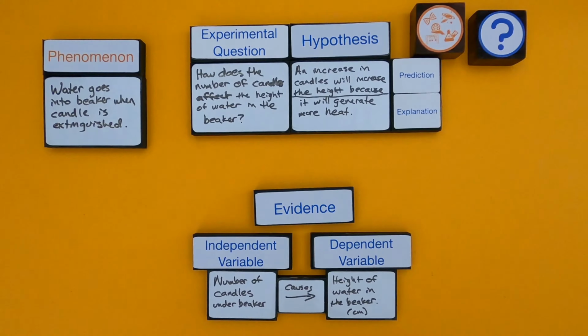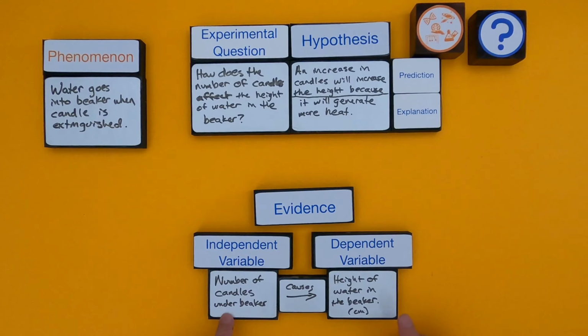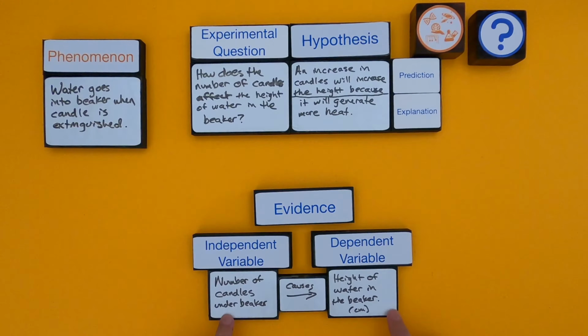Okay, so the evidence that I would gather in this experiment: I would change the number of candles under the beaker, from 1 to 2 to 3, and then I would just measure how that causes change in the height of water in the beaker, and I might measure that in centimeters.